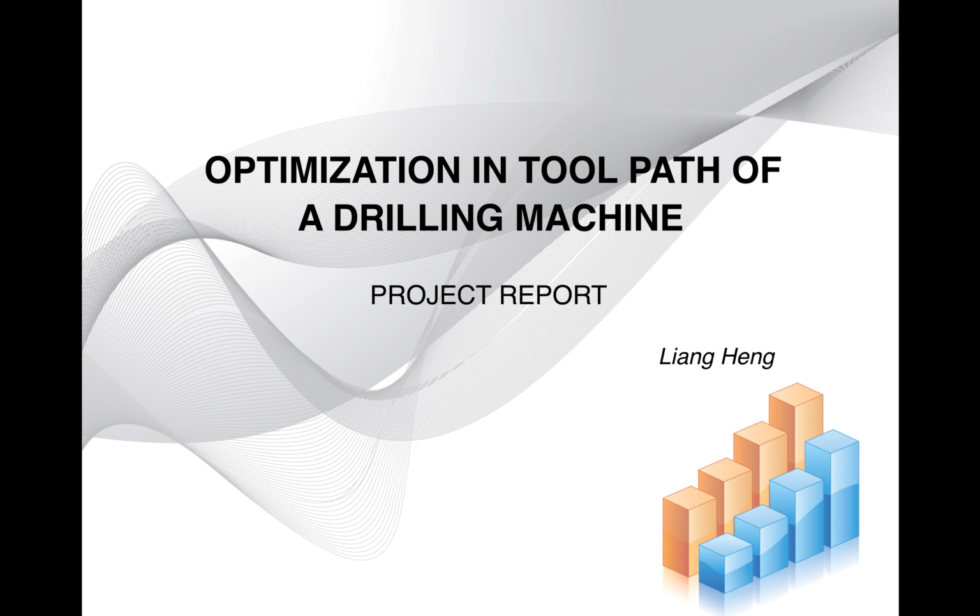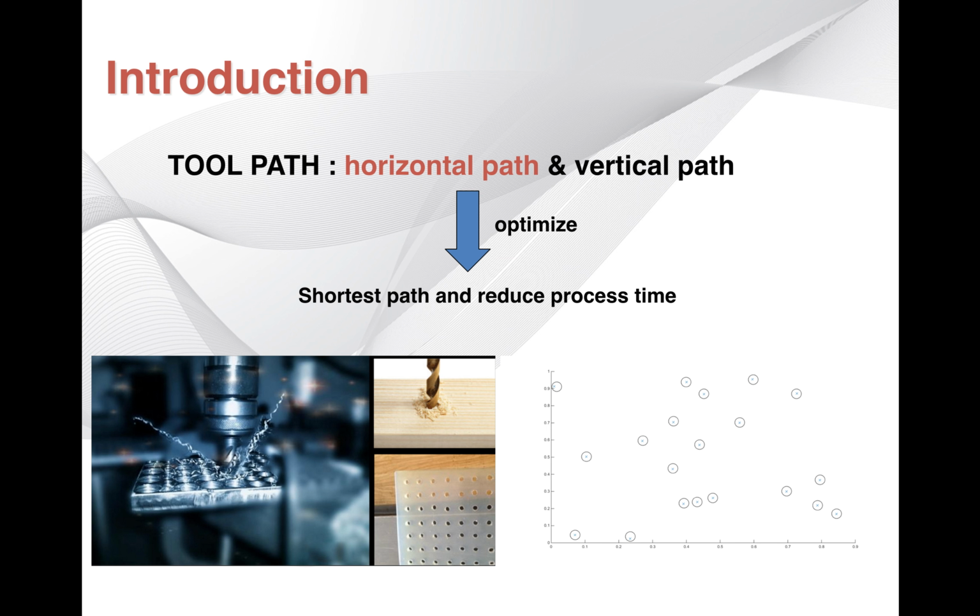My project is optimization of the toolpath of a drilling machine. The toolpath of a drilling machine includes a horizontal path and a vertical path. The horizontal path is what I plan to optimize, because with the shortest horizontal path, process time can be sharply reduced. The picture shows that sometimes holes are in a regular pattern, and the solution might be obvious.